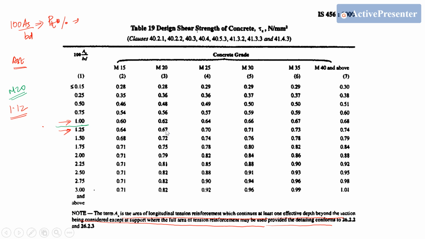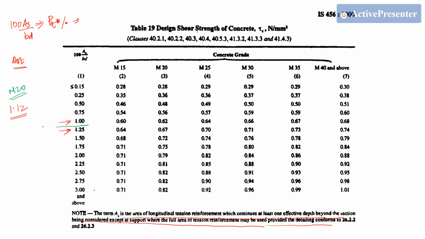So for 1.12, it lies between 0.62 and 0.67, and we will find this value by linear interpolation. I'll tell you how to find this value by linear interpolation when we are discussing the numericals. For the time being, you understand that for finding the design shear strength, you need to get the value for your percentage of tension reinforcement, and it depends on the grade of concrete. And you need to understand how you're taking it.